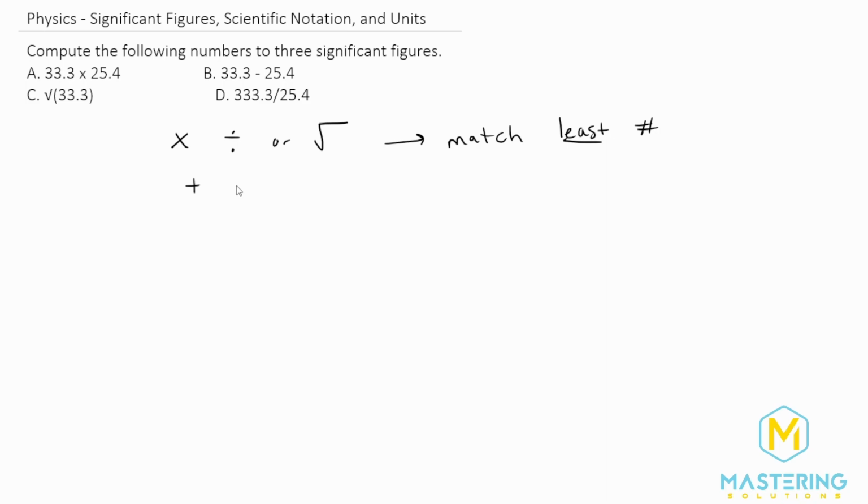Anytime you add or subtract, you're going to match the decimal place for the least significant figures number. So now that we have our rules, let's go and actually do the calculation.